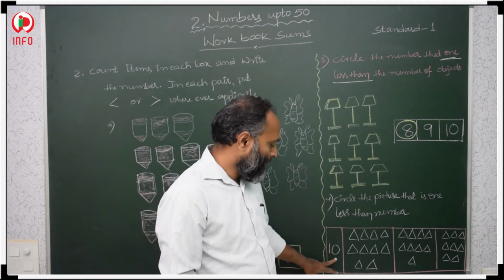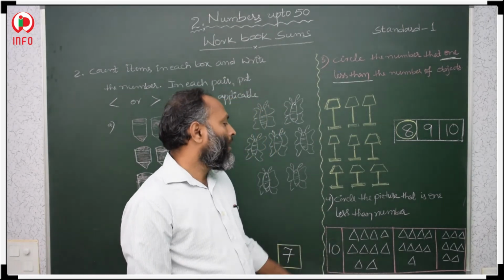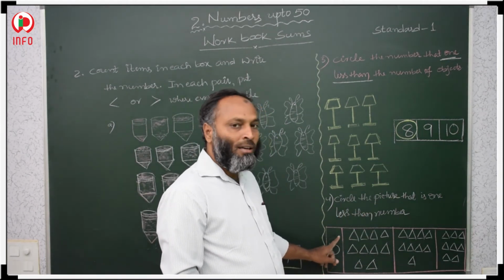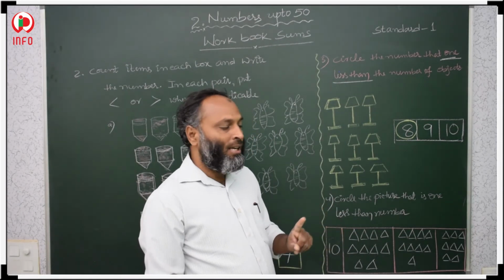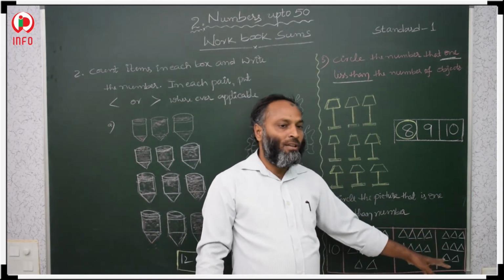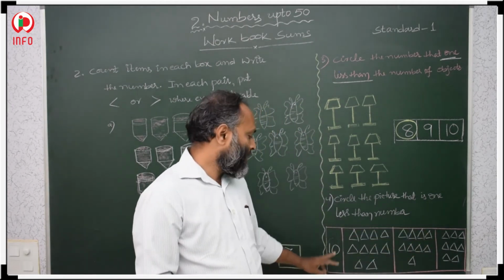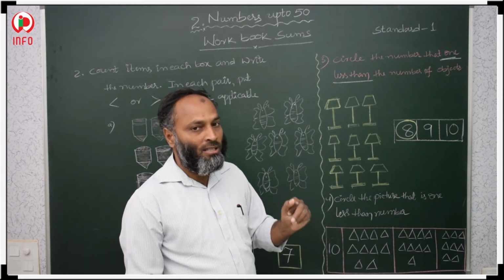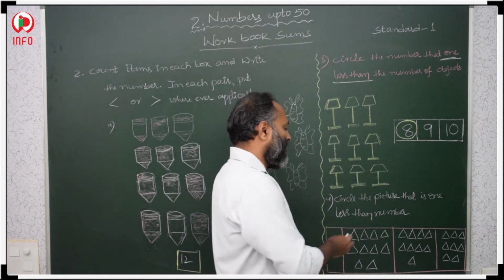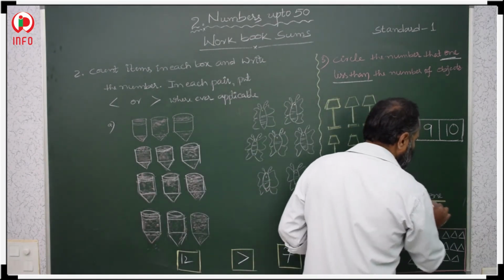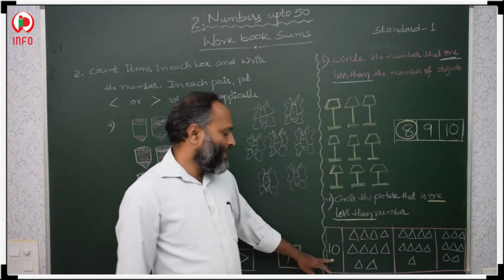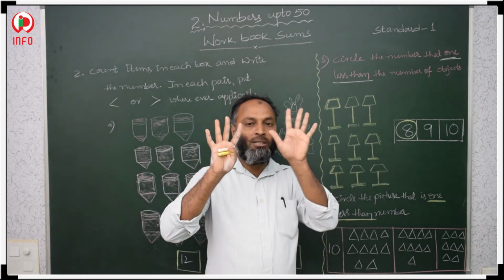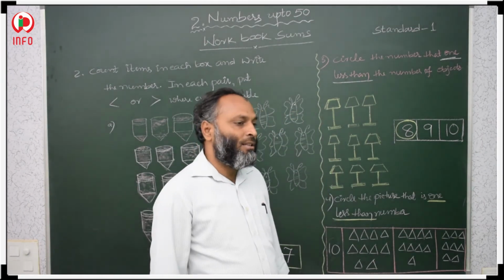What number is here? 10. The number is given, so we have to take one less than the number. One less than 10 means 9. So wherever there are 9 triangles, those we have to circle. Not 10 triangles. Because the number given is 10, and if we make one less, it is 9. So wherever you have 9 triangles, make a circle.